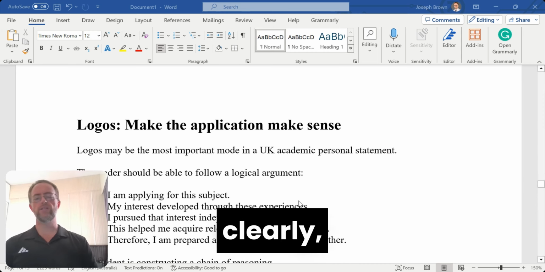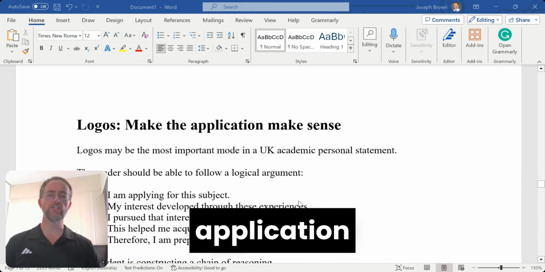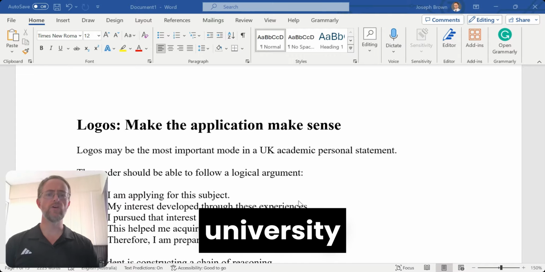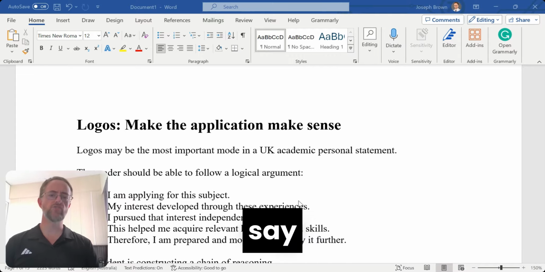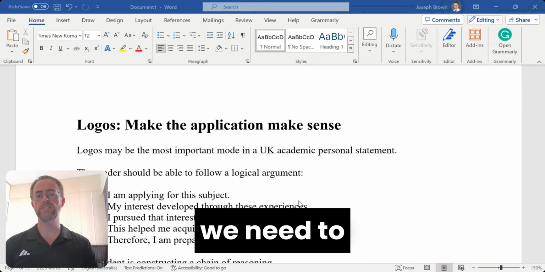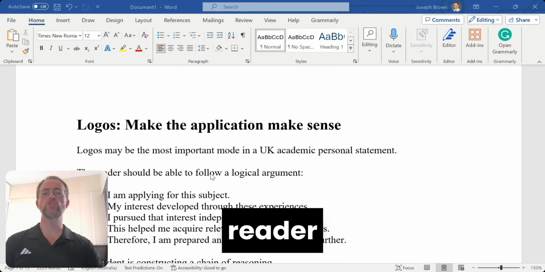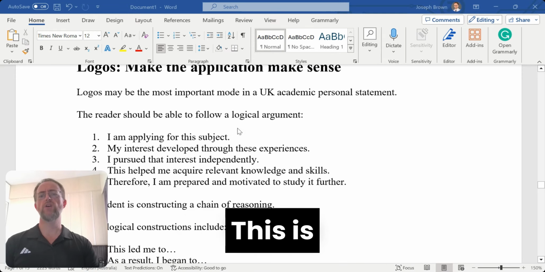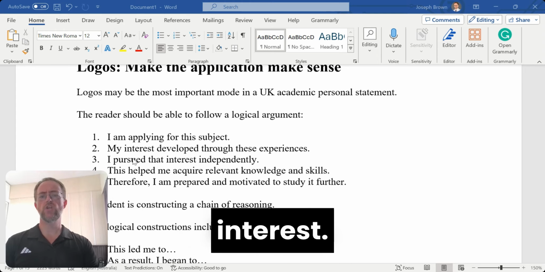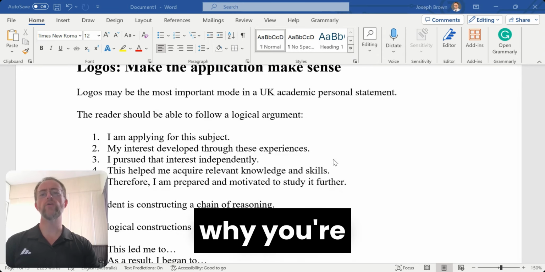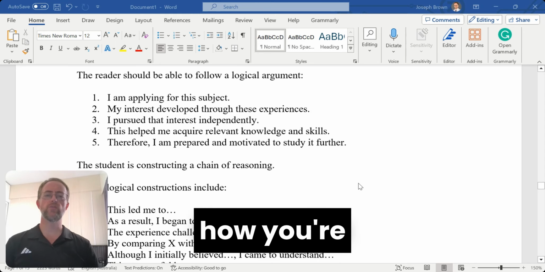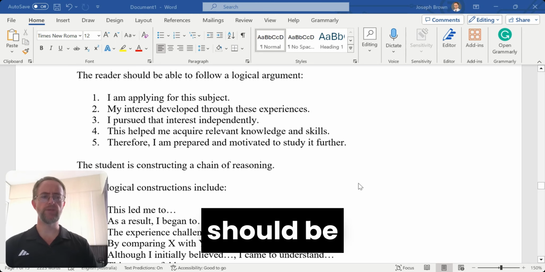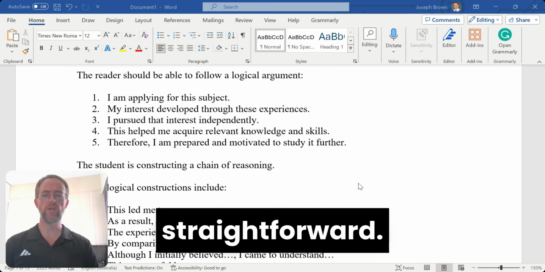Logos, very clearly, this should be quite obvious, but we want the application to make sense. The university should be able to say straight away, yeah, perfect sense. This candidate makes perfect sense. They're the person we need to have here. And the reader should be able to follow the logical argument. They should be able to follow, this is your application, this is your interest. You've got to show why you're following this up, how you're going to be a good student. And that should be fairly straightforward.